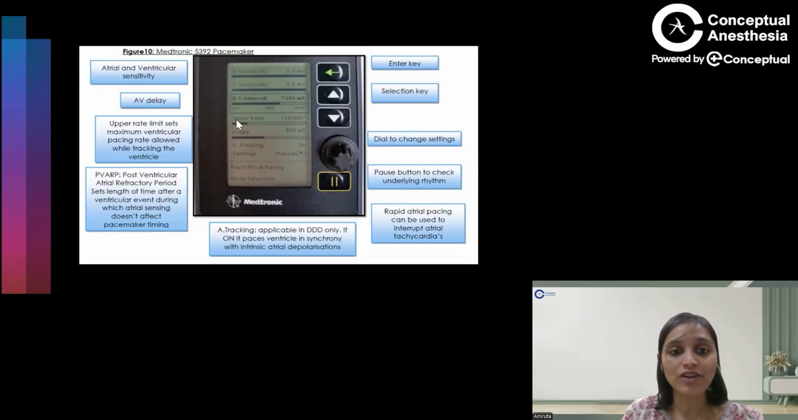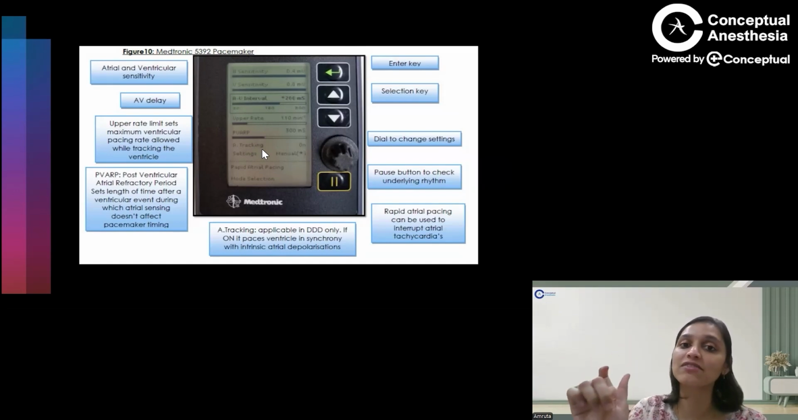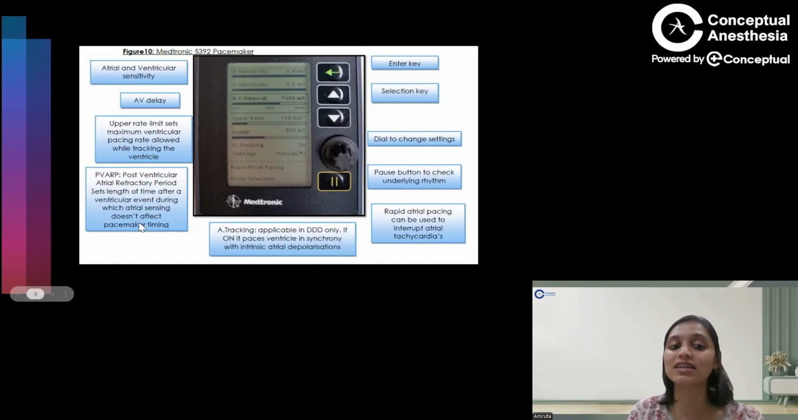Then your upper rate, which is the rate limit beyond which you don't want your pacemaker to pace. Otherwise, if you leave it to the free will of the pacemaker, there needs to be an upper limit to which it can be paced. PVARP is the refractory period after one beat has been conducted, during which even if there is an atrial contraction, it won't be sensed and responded to. So that is your refractory period in which atrial sensing does not affect the pacemaker timing. That part of the depolarization is not considered.